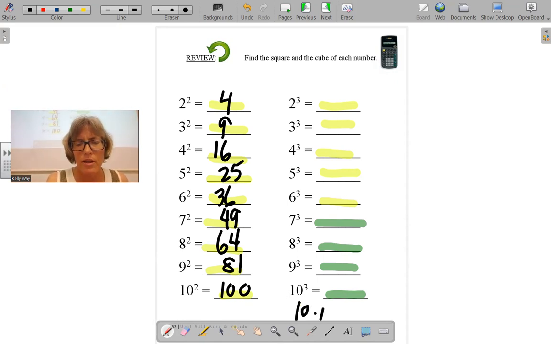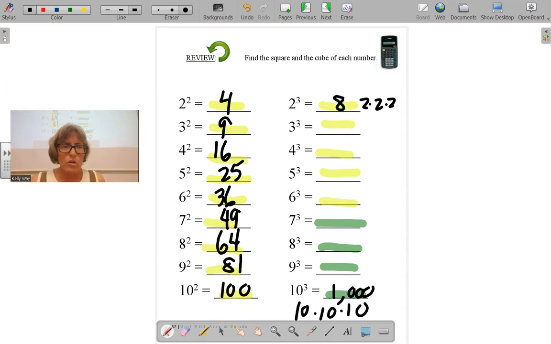10 cubed is 10 times 10 times 10, which makes this 1,000. And then 2 times 2 times 2 is 8. So if you have a number between 8 and 1,000, your cube root is under 10. That's just kind of the way to look at it.